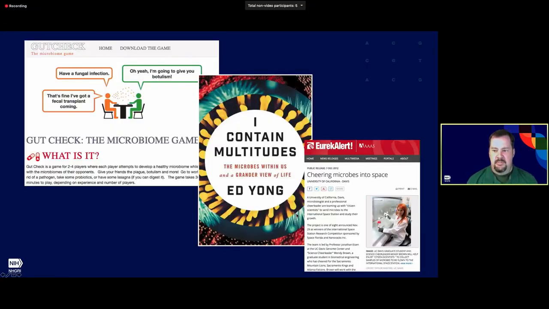These are some more examples of places where you might have seen the microbiome in popular culture. This Gut Check game is a board game that you can play where you basically play microbes in the gut and you're picking up plasmids and doing all kinds of different things in the gut. Ed Yong's book, I Contain Multitudes, is a very accessible book about the microbiome. And then there are lots of citizen scientist projects out there now, because collecting microbes is a fairly accessible thing to do.